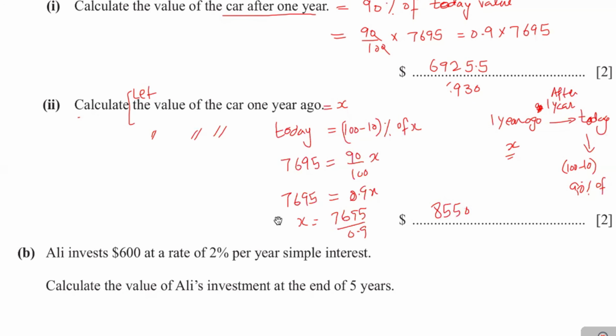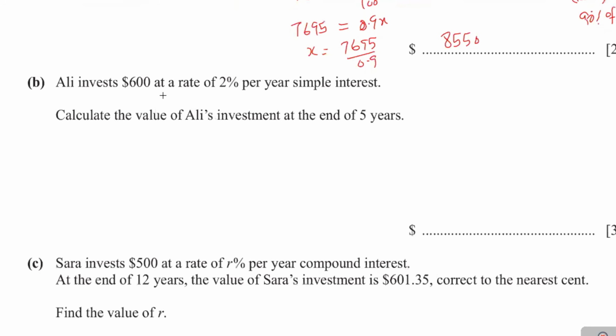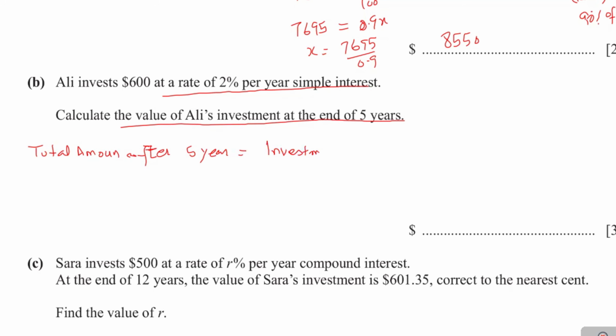Now part B. Ali invests $600 at a rate of 2% per year simple interest. Calculate the value of Ali's investment at the end of 5 years. Now Ali's total investment after 5 years will be equal to the total amount after 5 years, which will be equal to the total investment plus interest.